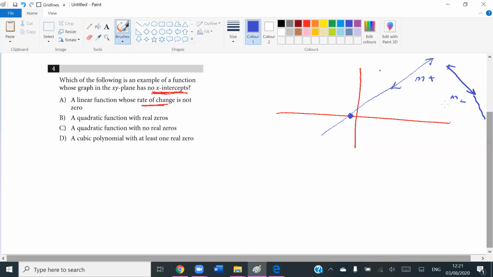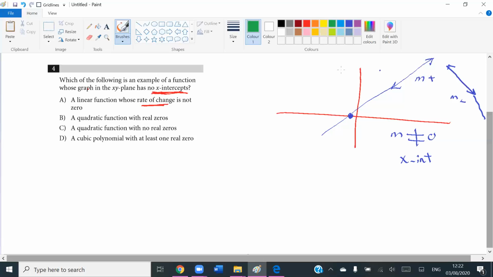It will intersect. If we have an inclined line in the linear equation, if m is not equal to 0, positive or negative, the line will intersect the x-axis. It means we have an x-intercept. Either positive or negative, the line will intersect the x-axis. It means we have an x-intercept.